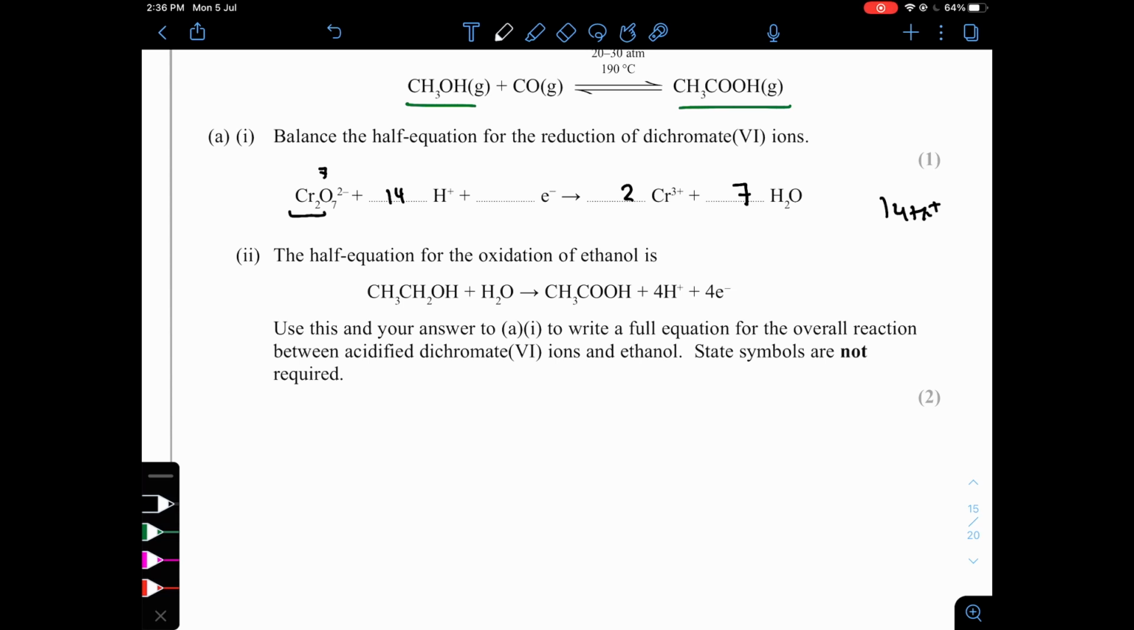We have to balance the charge. You can see this is only a 3 plus charge here. This is what should be the same thing as, so minus 2 plus 14 plus what we have to take away, right? Let's just call this x. So this is what we're going to put here. So x plus 12, my bad, x plus 12 equals 3. So x equals minus 9, right? So this means that we have 9 electrons here, right?